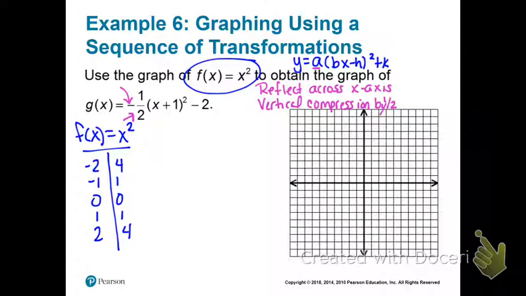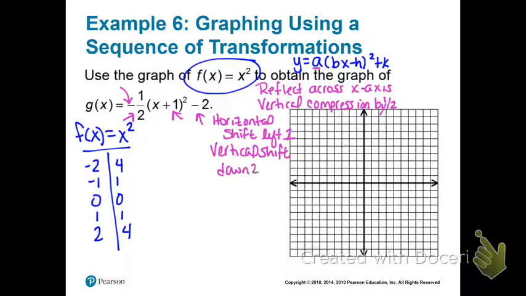All right. The plus 1 is inside parentheses, so it's going to be horizontal. It's being added or subtracted, which means it's a shift. A plus 1 will actually go to the left one, because remember, inside with x does the opposite. And then the minus 2, it's outside of parentheses, so it's vertical. It's being added or subtracted, so it's a shift. And it's outside parentheses, so it does what it's supposed to, so it's going to go down 2.